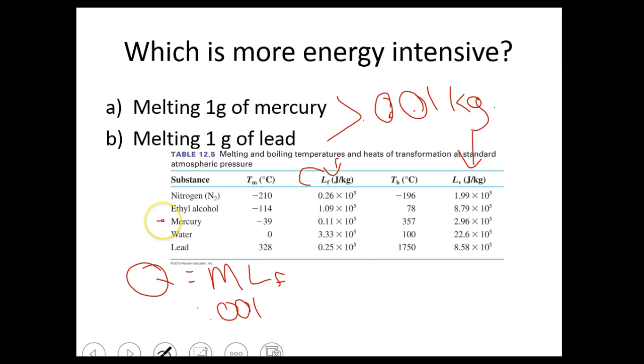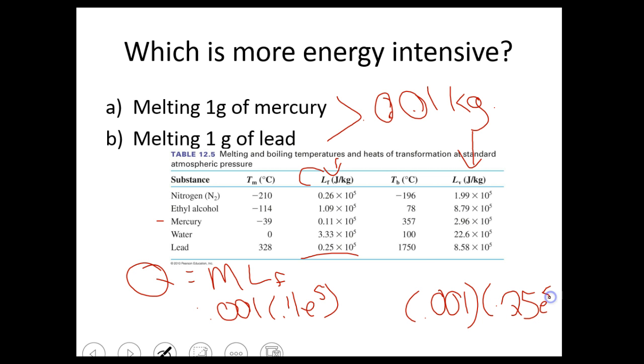So then for mercury, it will be 0.001 times 0.11 e to the fifth, and then for lead, it'll actually be 0.001. And then the heat of fusion for lead is 0.25 e to the fifth, and I don't even have to do the math to figure out that heating the lead is going to be a lot more energy intensive than heating the mercury, because it has a higher heat of fusion, right?